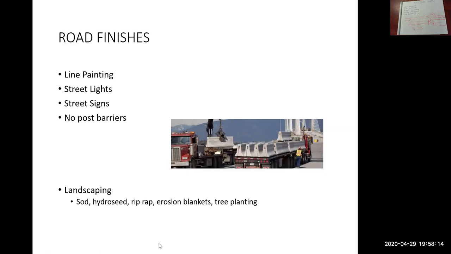So the last one here, landscaping. Again, at this point, you could do your topsoiling, your sodding, spray your Hydroseed. Typically, erosion blankets are done before this. Maybe trees that you need to plant can be done then.